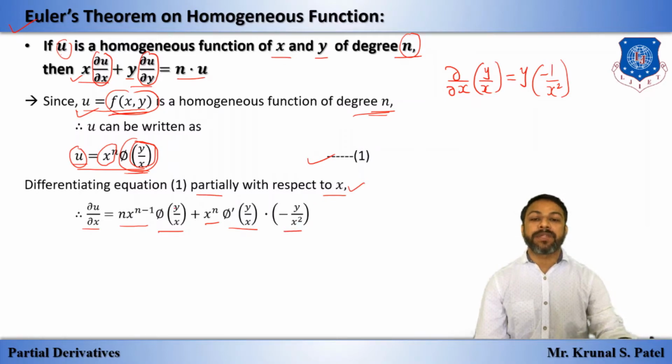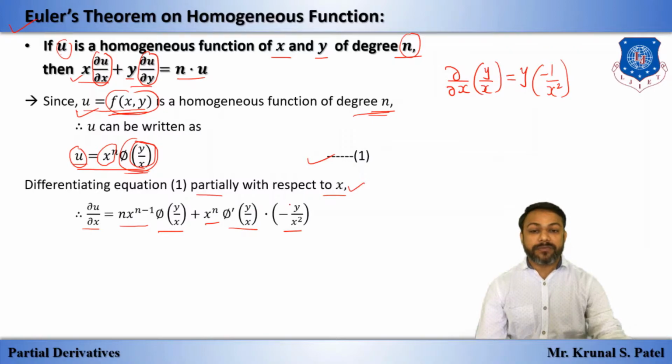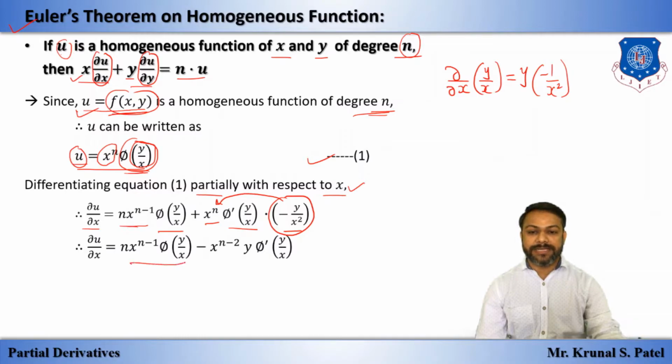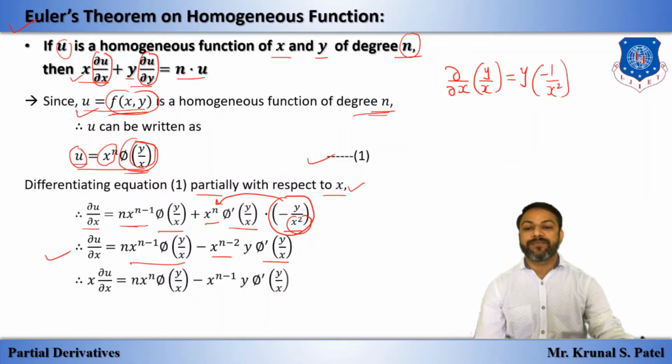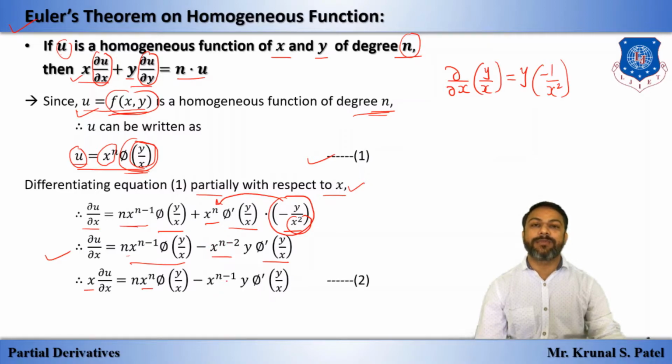Now by simplifying, we have this term as it is, and plus minus minus x raised to n, and this is x square, so it will be x raised to n minus 2, and y as it is, and phi dash of y by x as it is. Now we multiply this term with x. So we have x multiply here, x multiply in this term, x multiply in this term. If you multiply x here, x raised to n minus 1 into x, so it becomes x raised to n, and x into x raised to n minus 2, that means x raised to n minus 1.